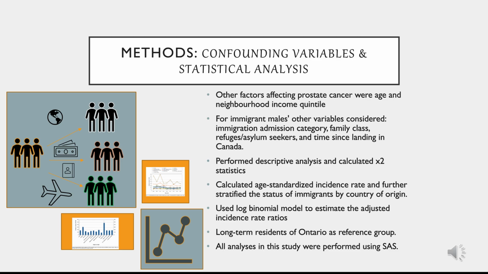Other confounding variables affecting prostate cancer were age and neighborhood income quintile. For the immigrant males, immigration admission category, family class, refugees or asylum seekers, and the time since landing in Canada were other factors. To describe the cohort study, the researchers performed a descriptive analysis and calculated the chi-square statistics. Using a log binomial model, they estimated the adjusted incidence rate ratio. All the analysis in the study were performed using the statistical analytical system.